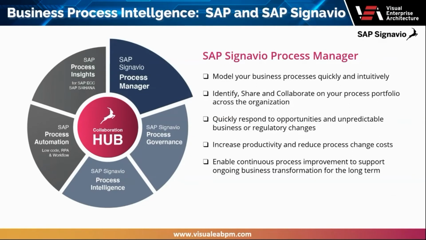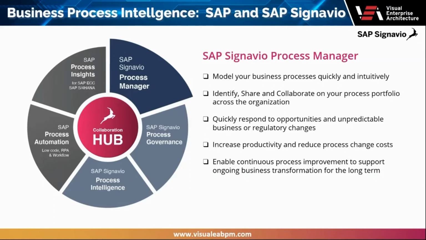SAP Signavio Process Manager lets you model your business processes quickly and intuitively. You can identify these processes and collaborate with others in your organization across the entire process portfolio. Once you can represent your processes and there's a common understanding or shared perspective on these processes, it enables you to respond to opportunities to enable process change, increase your productivity, reduce your costs, but more importantly, to enable continuous improvement throughout your business transformation, both before, during, and after you complete your transition to S/4HANA.